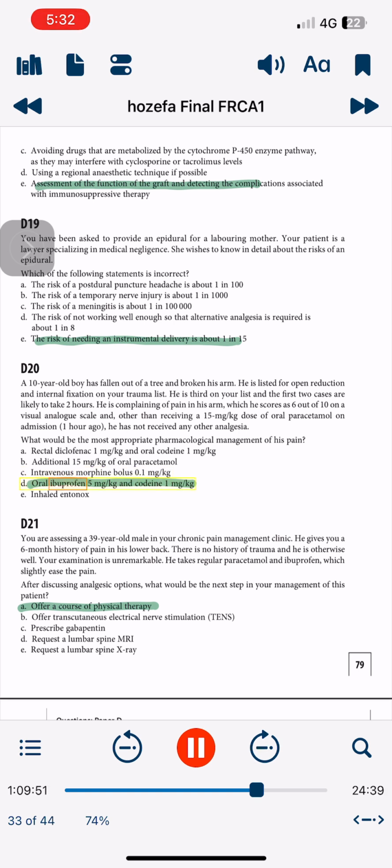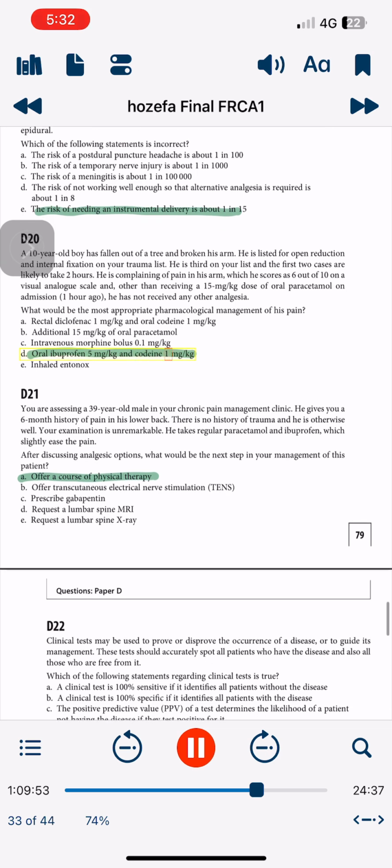D. Oral ibuprofen 5 mg/kg and codeine 1 mg/kg. E. Oral ibuprofen 5 mg/kg and codeine 1 mg/kg.